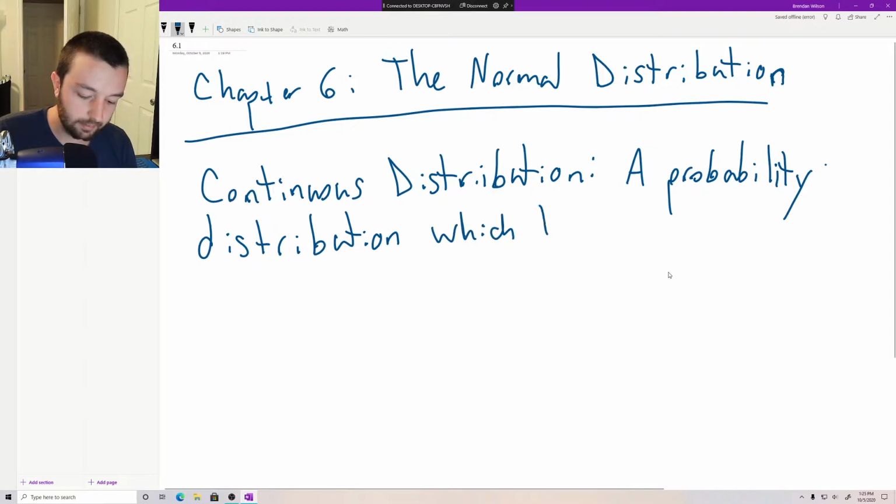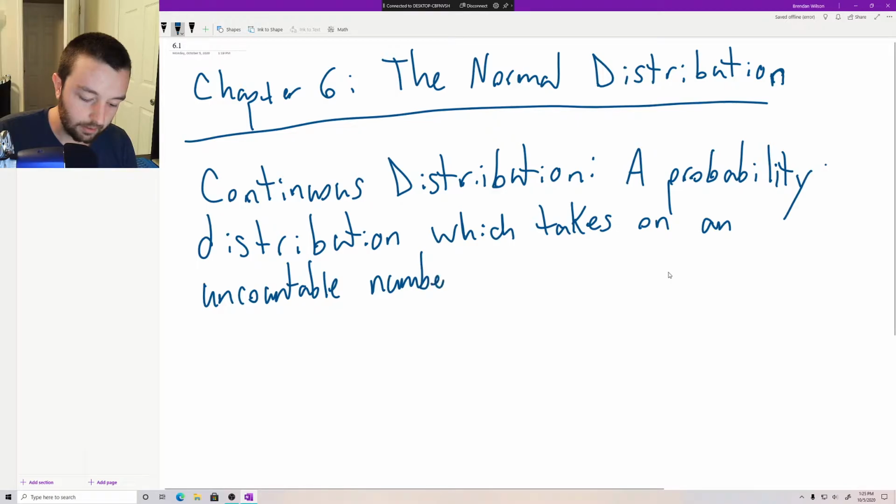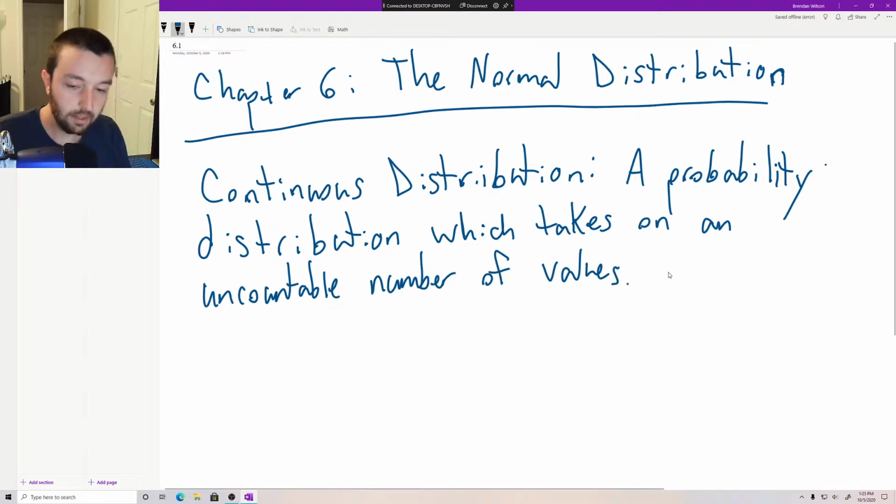which takes on an uncountable number of values. Okay. So it's a probability distribution which takes on an uncountable number of values.